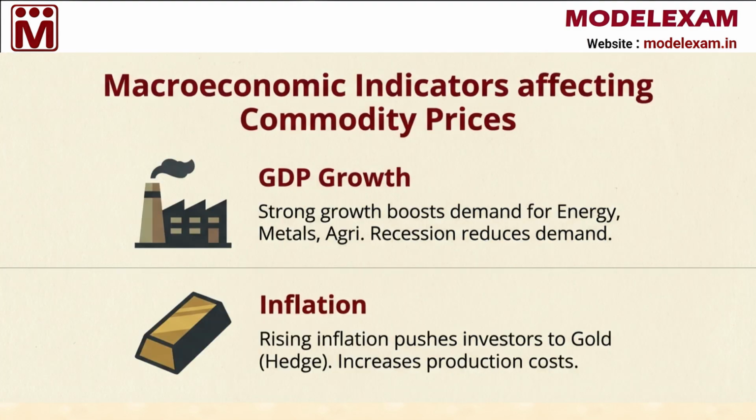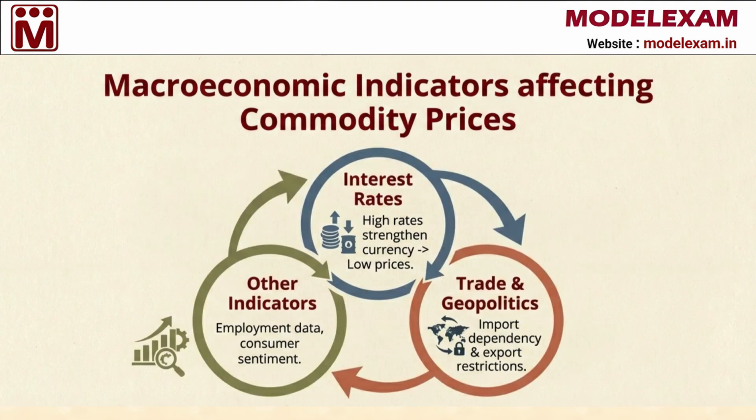Beyond just the product itself, the big economic picture matters. We call these macroeconomic indicators. GDP growth is a big one. Strong growth means factories are busy, boosting demand for energy and metals. Inflation is another key factor. When inflation rises, investors often rush to buy gold as a safety net, and the cost of producing goods also goes up.